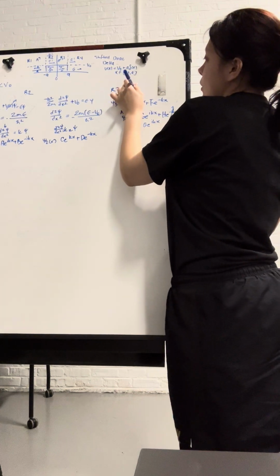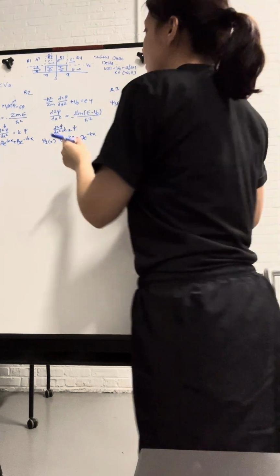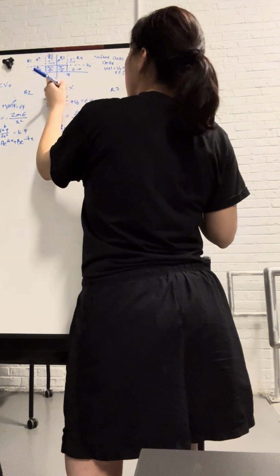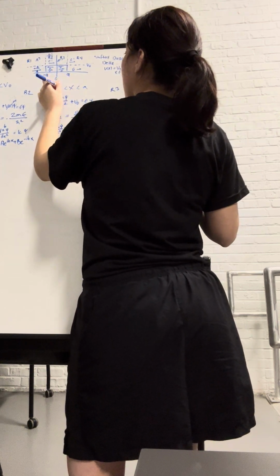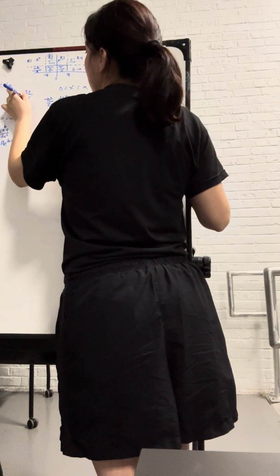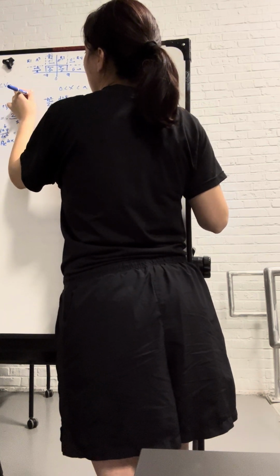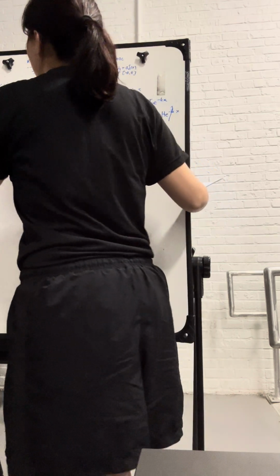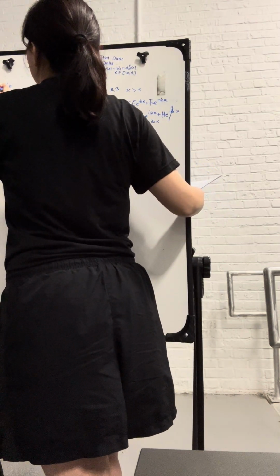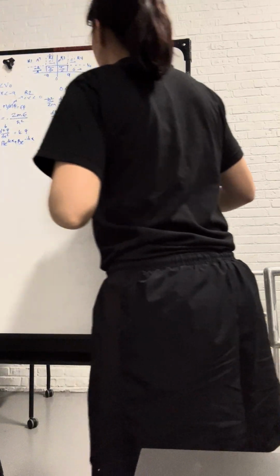So this is for x greater than a. Region 3 is for x between 0 and a. Region 2 is for x between negative a and 0. And region 1 is for x less than negative a.